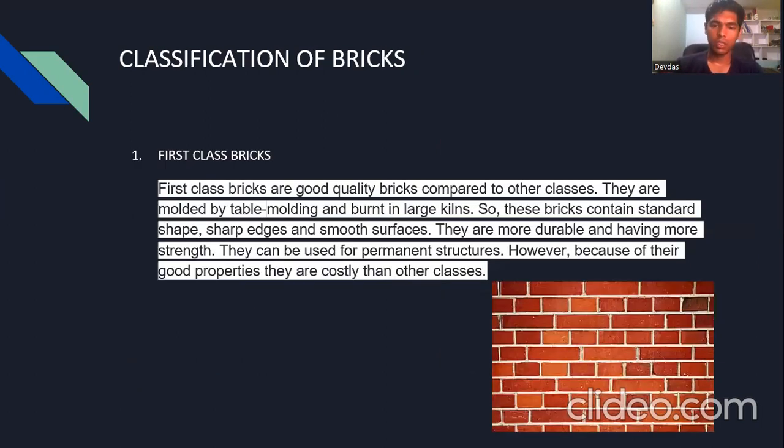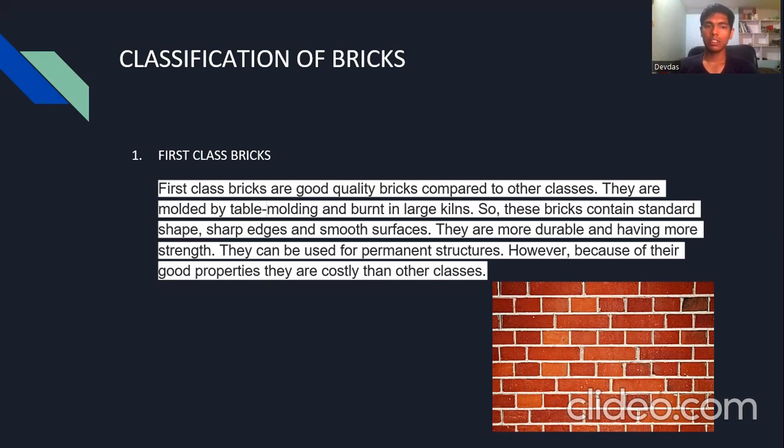Classification of bricks. Now we'll go through bricks. Bricks are basically rectangular molded clays which are dried. Bricks are classified into two types: sun-dried clays and burnt bricks. Sun-dried clays are the rectangular molds which are molded into shape and left for drying in the sun. And the burnt bricks, instead of being dried in the sun, are burnt.